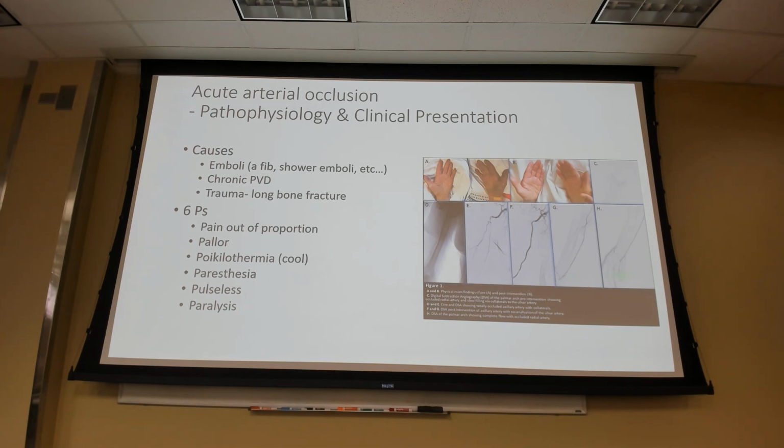So if we have these peripheral vascular disease patients and they're complaining of increased pain, we need to think about this. We also need to think about if they have any of those comorbidities, like atrial fibrillation or coronary artery disease. This is something we need to consider because those emboli can be occluding one of these vessels, and this could be limb-threatening, so it is an emergency.